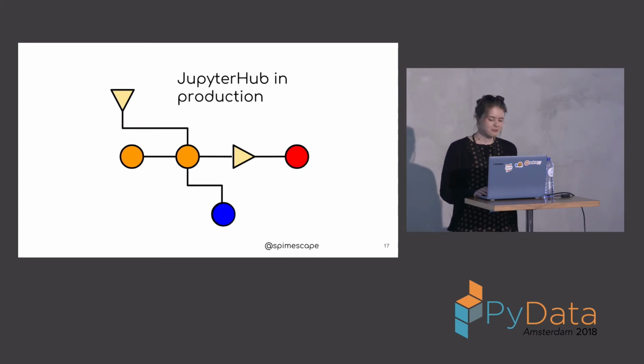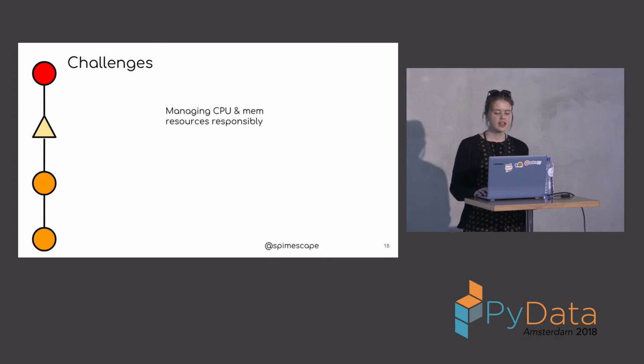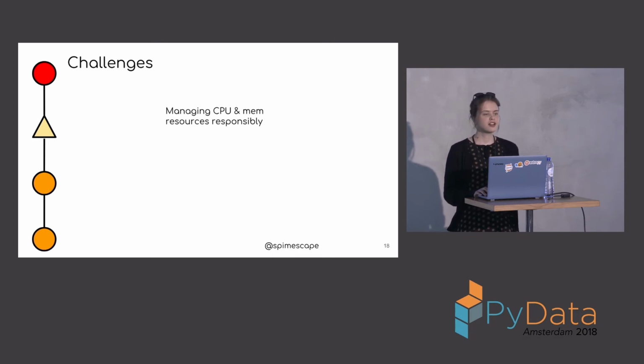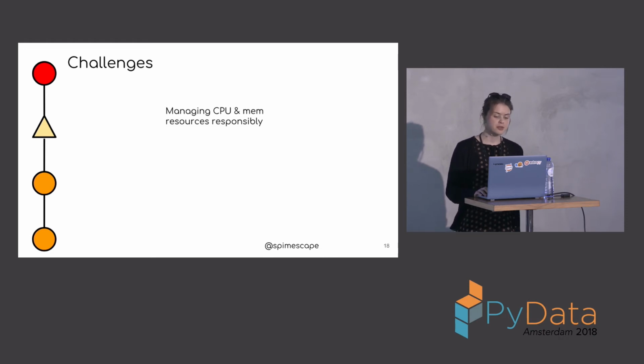So let's talk a bit about what happens if you want to deploy JupyterHub in production. What are some of the challenges that you may face? First of all, you have lots of users on your cluster, so you need to manage CPU and memory resources responsibly. Whether a user is malicious or not, they might accidentally start up some kind of thing that takes up all of the available CPU capacity and memory resources and cause everyone else's performance to suffer a lot.